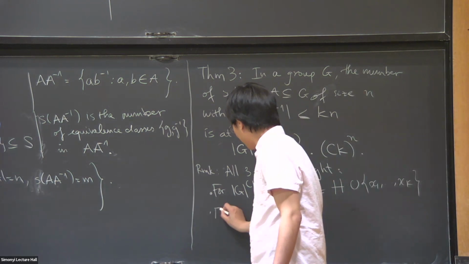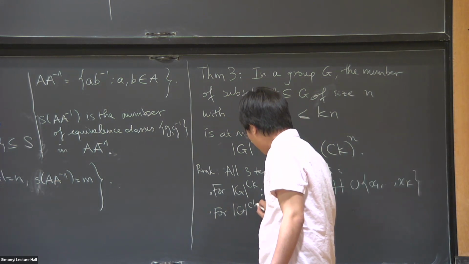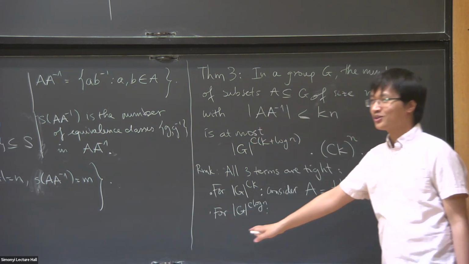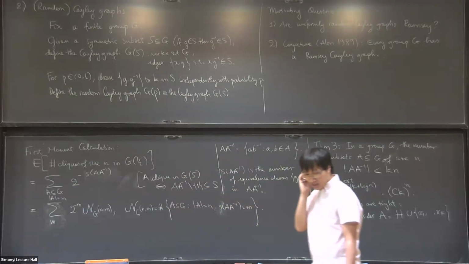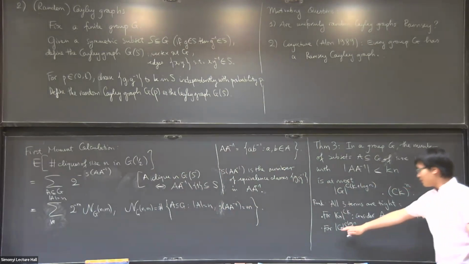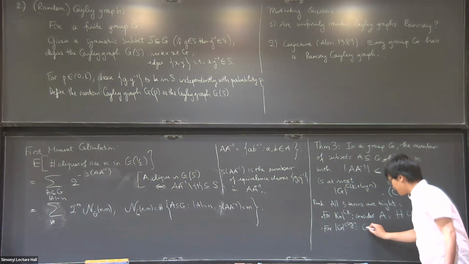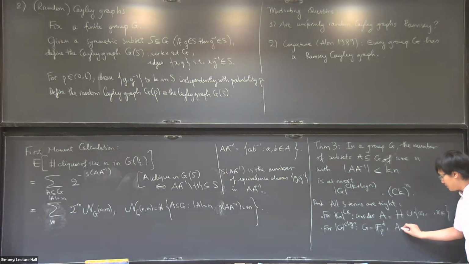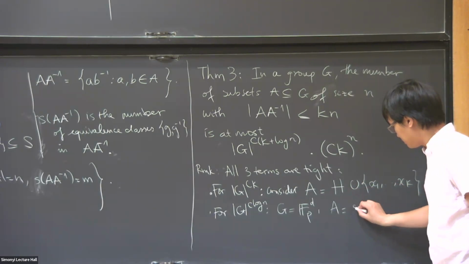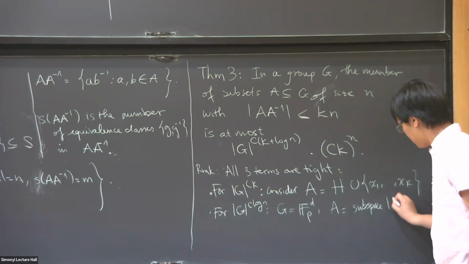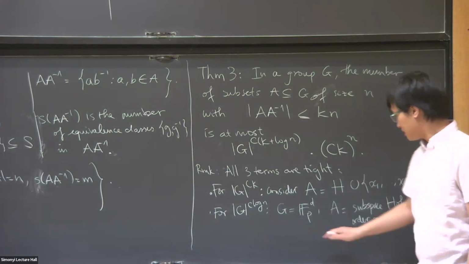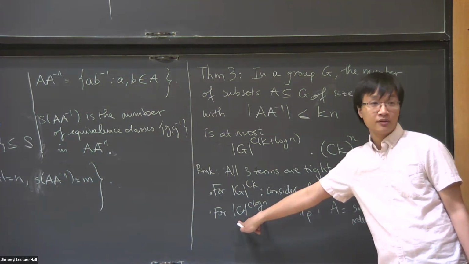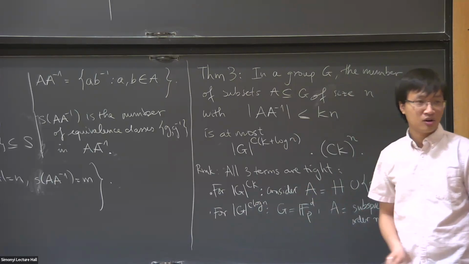For the term G to the C log n, this is the more special term, and this is actually the term that caused the additional log n in the bound on the clique and the independence number. This is not true in every group, but specifically if we take G to be F_p to the d, then we can let A be even a subspace of order little n, and we can check that the number of such subspaces is going to be of order size of G to the constant times log n.